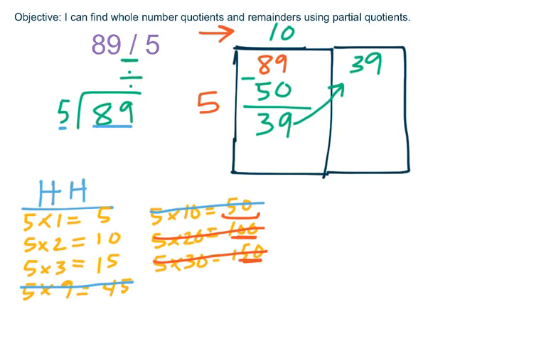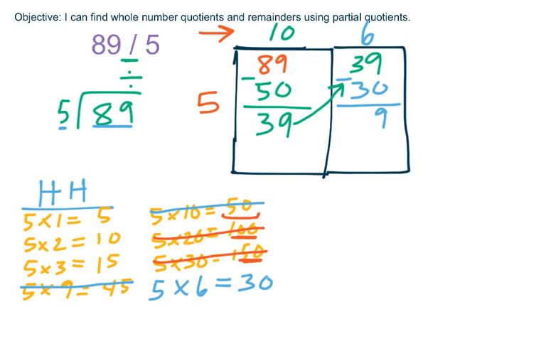So actually, I'm thinking 5 times 3 is 15, but I know that 5 times 6 is going to get me even closer. 5 times 6 is 30. So if I take 5 and multiply it by 6, I know that equals 30. So my next chunk I'm going to take away is 30. So I subtract. 9 minus 0 is 9. 3 minus 3 is 0. Okay, so I've now taken 6 more groups of 5 away from the 89.